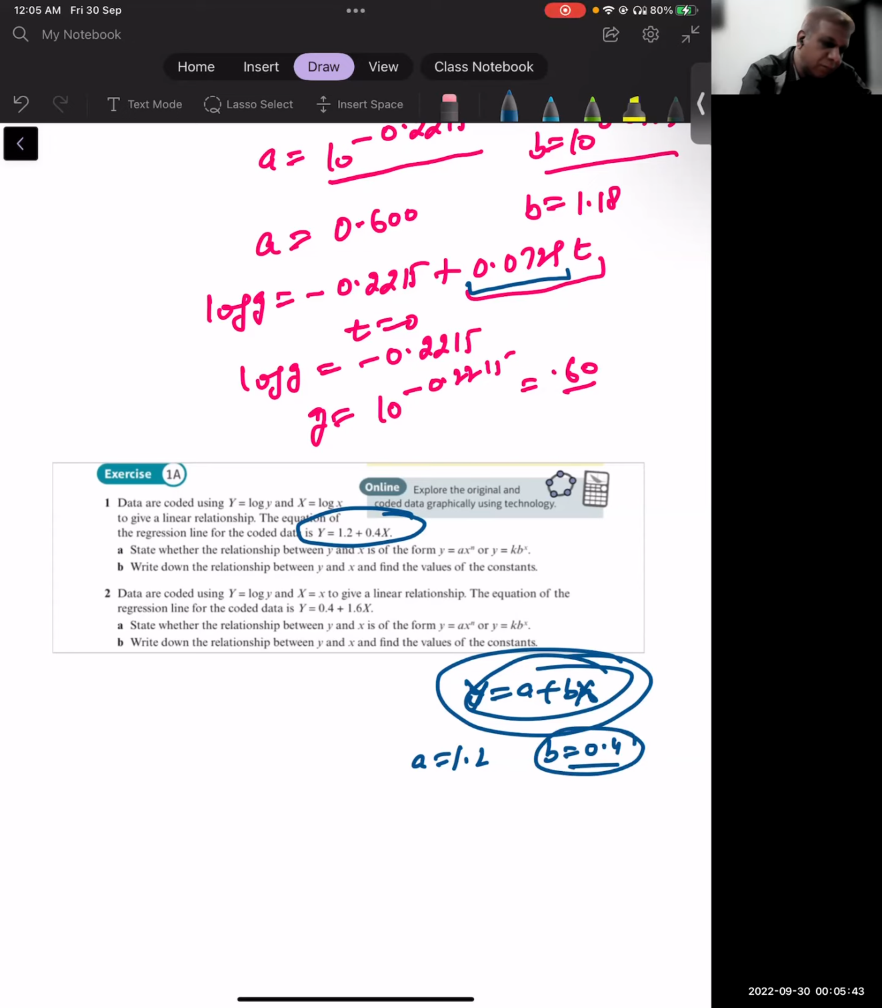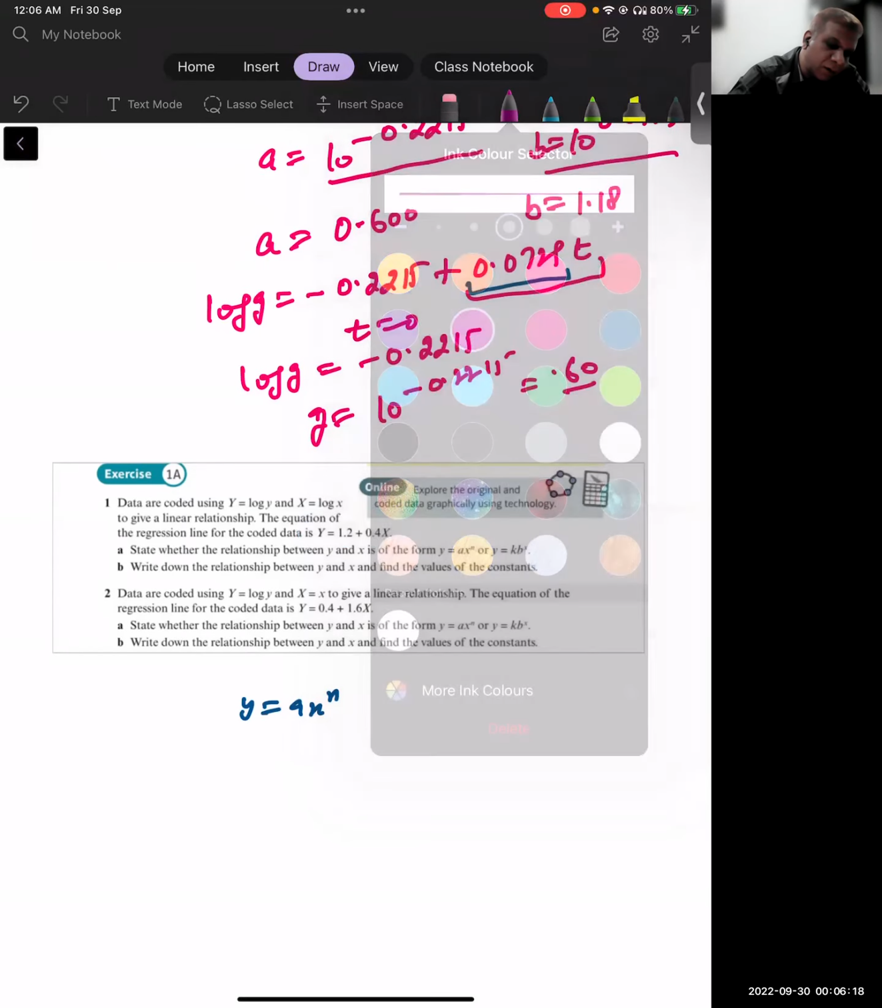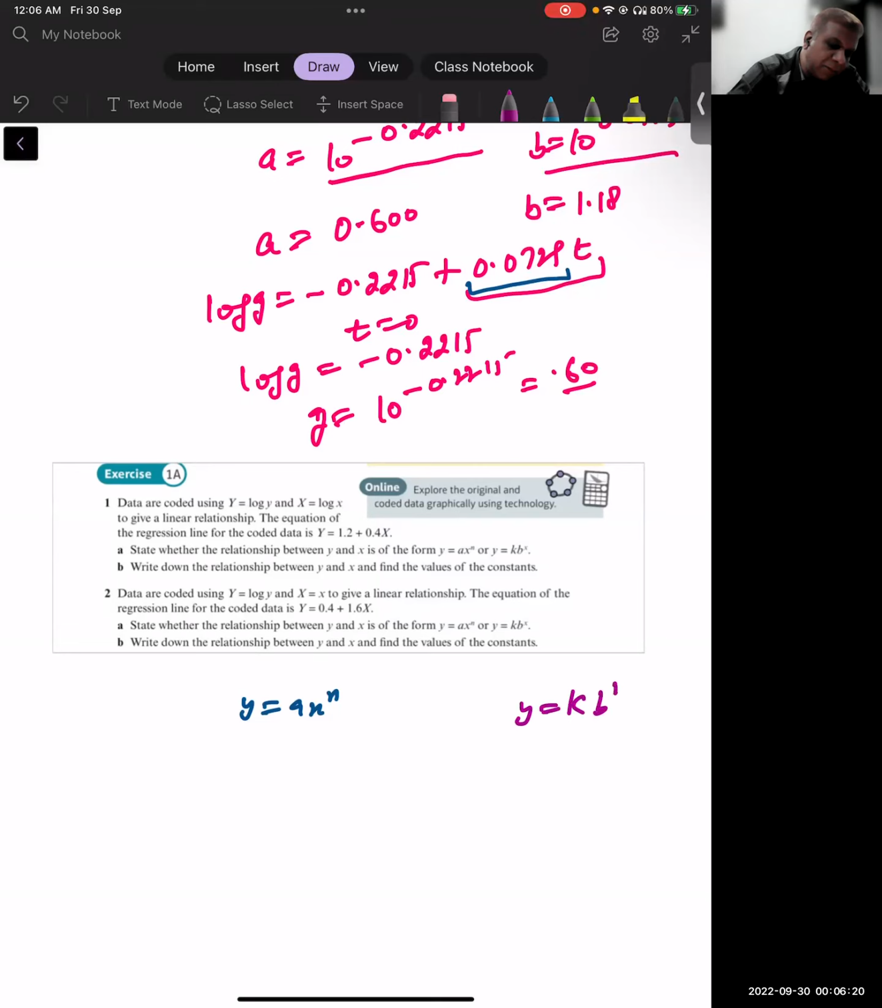Now, just a second. I will take it again. Now, the data are coded by capital Y is equal to log y and capital X equal to log x. To give a linear relationship, the equation of the regression line for the coded data is Y is equal to 1.2 plus 0.4X. State whether the relationship between y and x is in the form of y is equal to a x to the power n, or y is equal to kb to the power x.